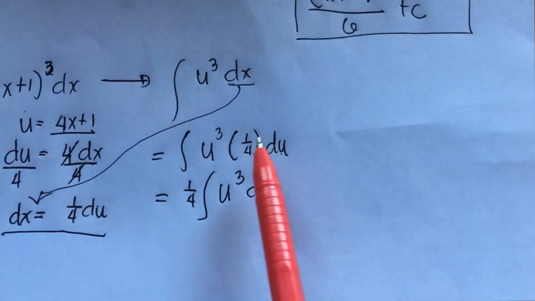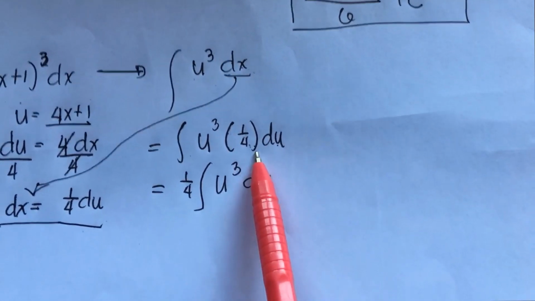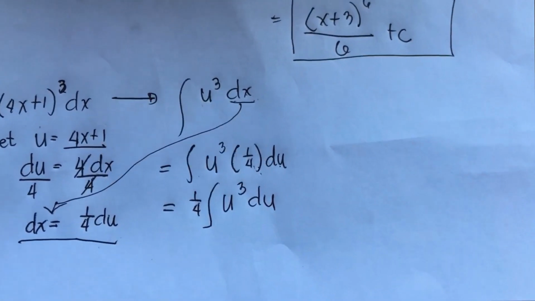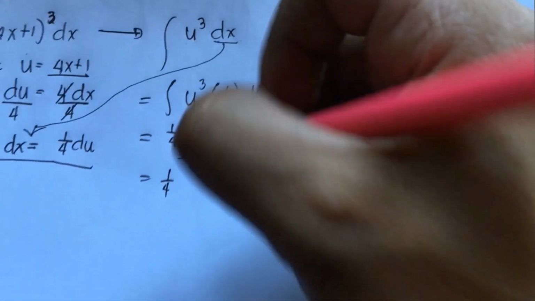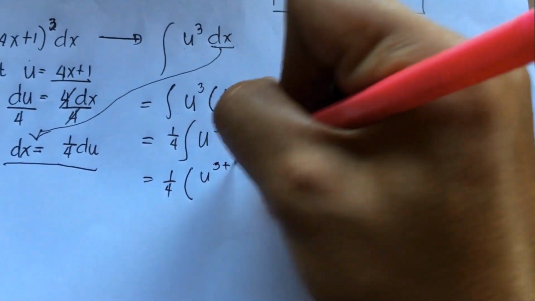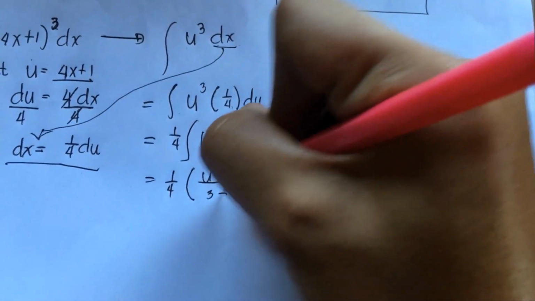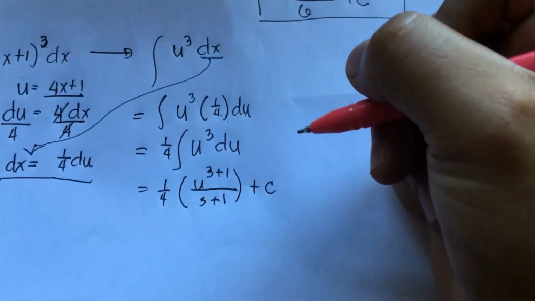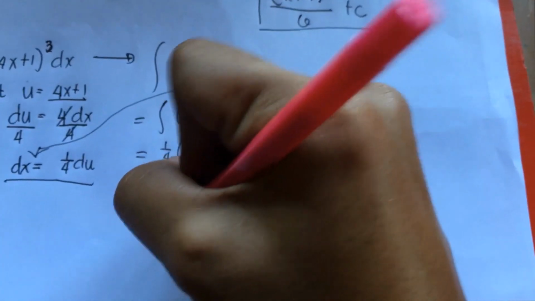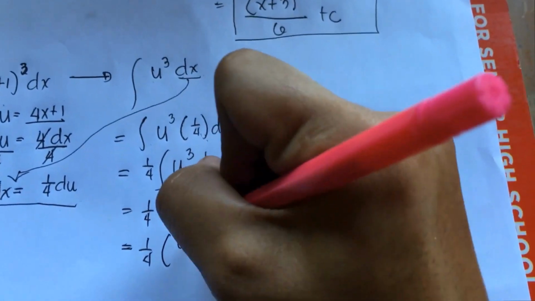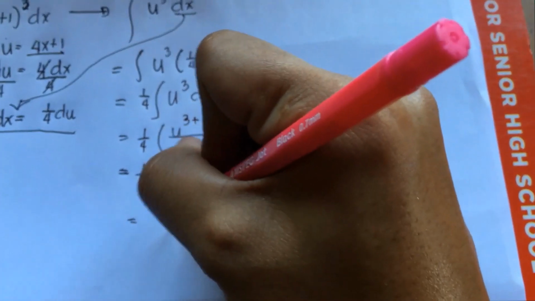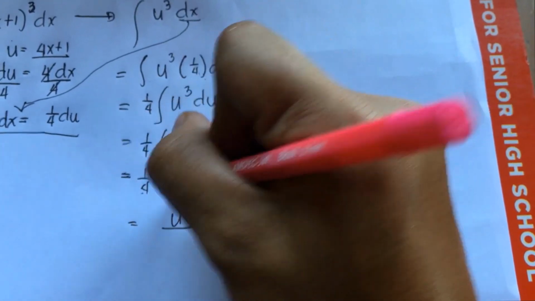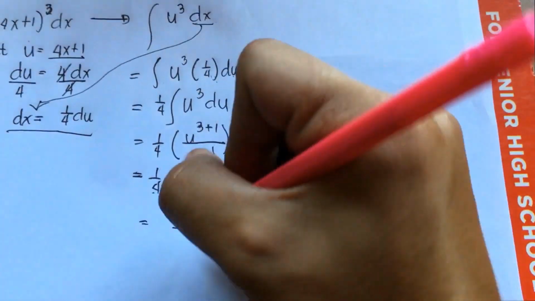Okay, ang constant natin dito, anong ginawa sa constant? Pinalabas. So, you have now 1/4, applying the power rule, u cubed plus 1 over 3 plus 1 plus c. So 1/4 in u raised to 4 over 4 plus c. And you will now have u raised to 4 over 4 times 4. 4 times 4 is 16 plus c.